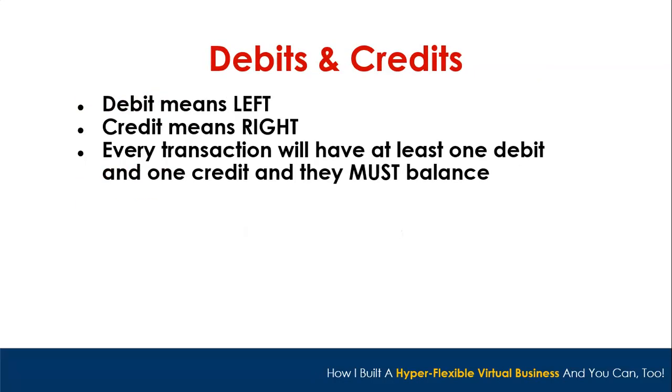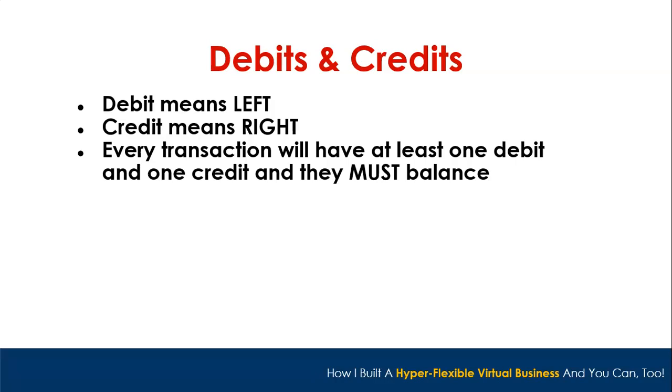So debits and credits. The easiest way to remember this: debit means left and credit means right. I don't care if you have to write that down 50 times until it sinks in. Debit means left and credit means right. We'll go into why we care about left and right later, but the key thing for now is to know that every transaction will have at least one debit and at least one credit, and they must balance.